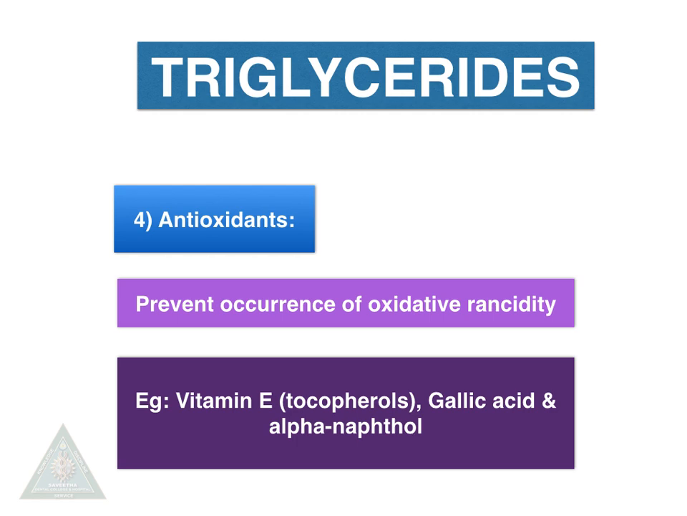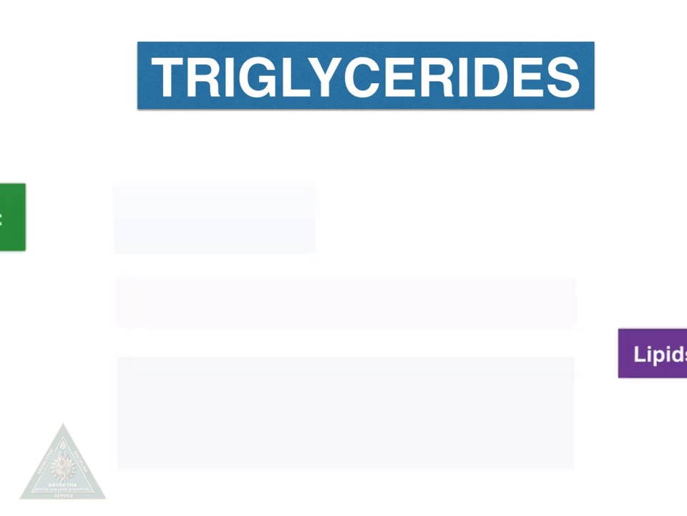The next one is antioxidants. Antioxidant is nothing but something that scavenges the free radicals. Here, it prevents the occurrence of oxidative rancidity. The examples of antioxidants are vitamin E, tocopherols, gallic acid, and alpha-naphthol, and vitamin C is also a very rich antioxidant, as citrus fruits are also important.